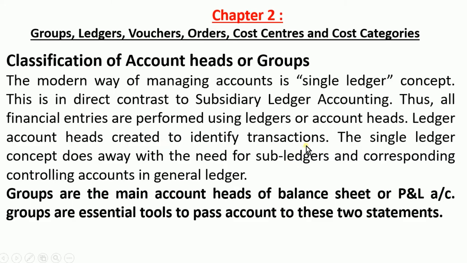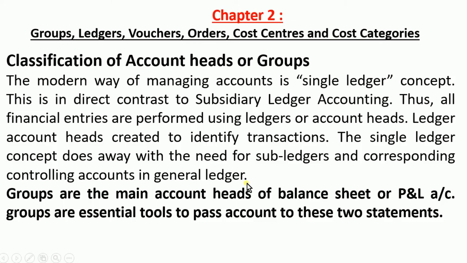In manual system, first we will take account, then we will go for ledger, then we will go for the profit and loss account and balance sheet, that means final account. But in the computerized accounting system, first we will take the ledger. On the basis of ledger, we will take the transactions. That means to make any transactions, we need ledgers in the computerized accounting. The single ledger concept does away with the need for sub-ledgers and corresponding controlling accounts in general ledger system.